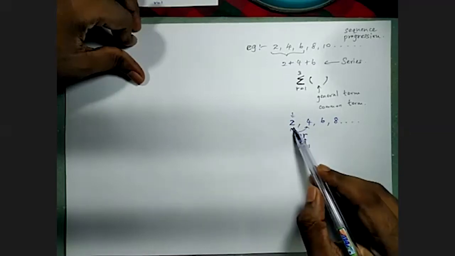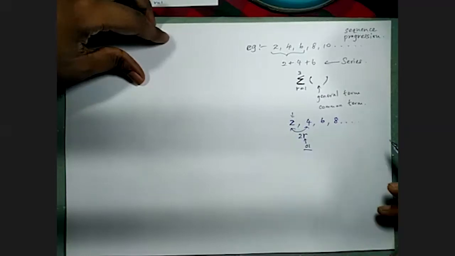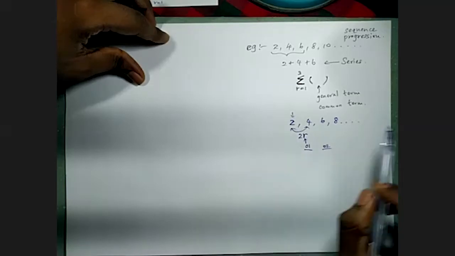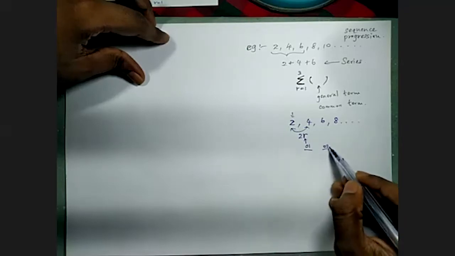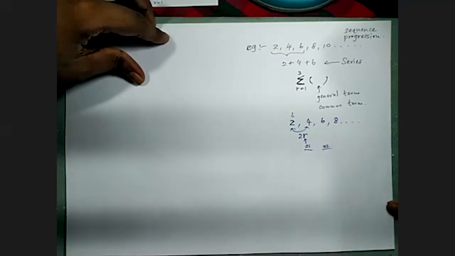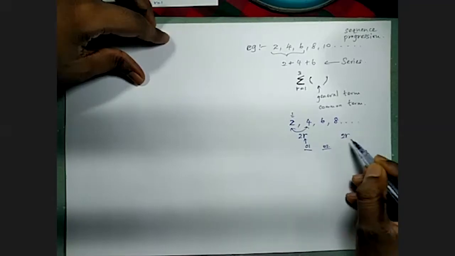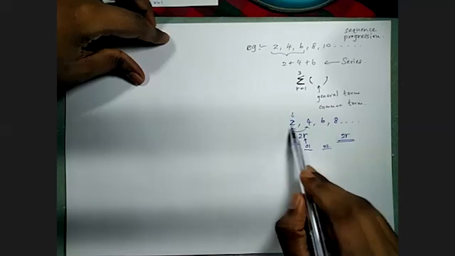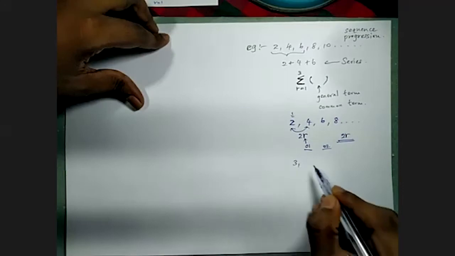If I want the first term, I have to substitute 1. If I want the second term, I have to substitute 2. So it is easy to just substitute 1 and see, and we get 2. 2 times 1 is 2. Then check for the second term as well. 2 times 2 is 4. That means what we have written here, 2r, is the general term for this particular series.